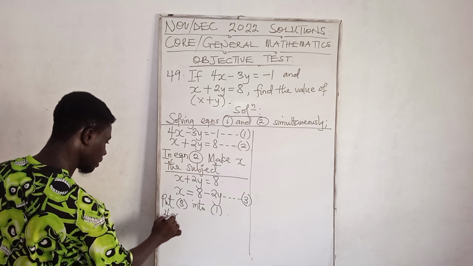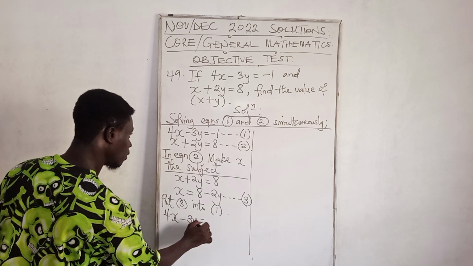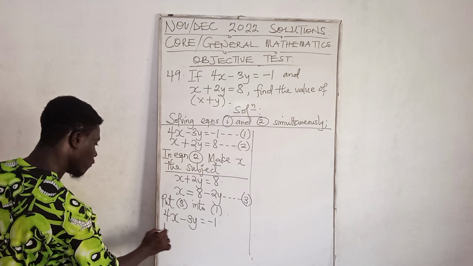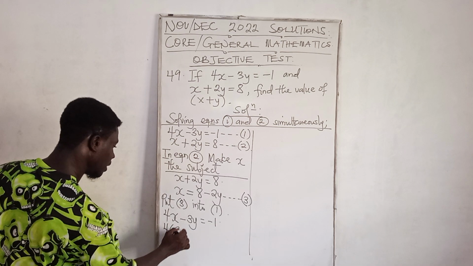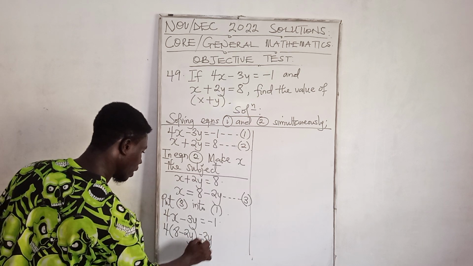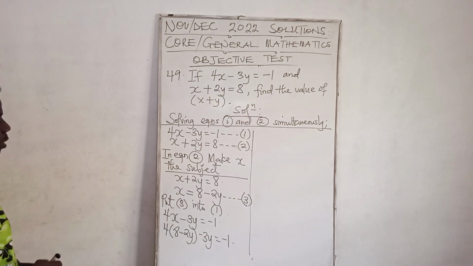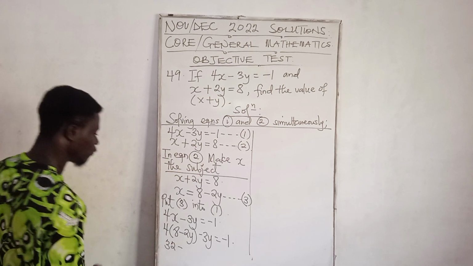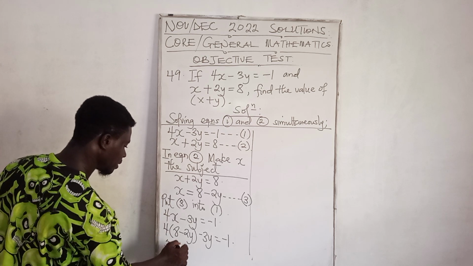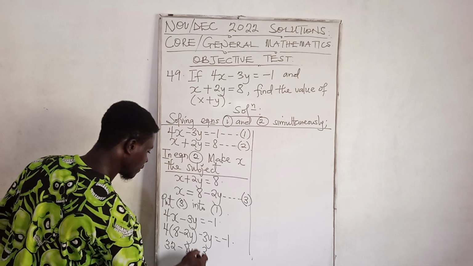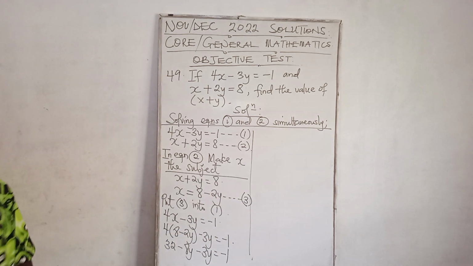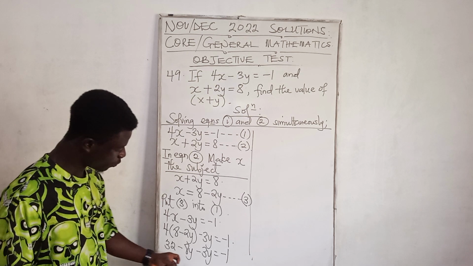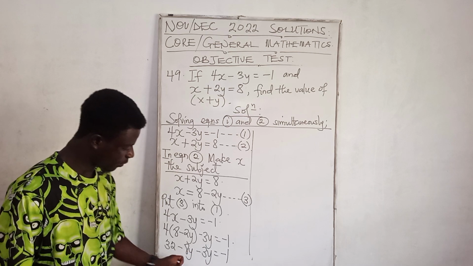And what is 1? We have 4x minus 3y equals negative 1. So I have 4 is multiplying. What is x? 8 minus 2y minus 3y equals negative 1. So now 4 multiplies 8, we get 32 minus 4 times 2y, we get 8y, then minus 3y equals negative 1, which is very, very simple. So now we can proceed and say that 32, we have like terms here, negative 8, negative 3, we get what?